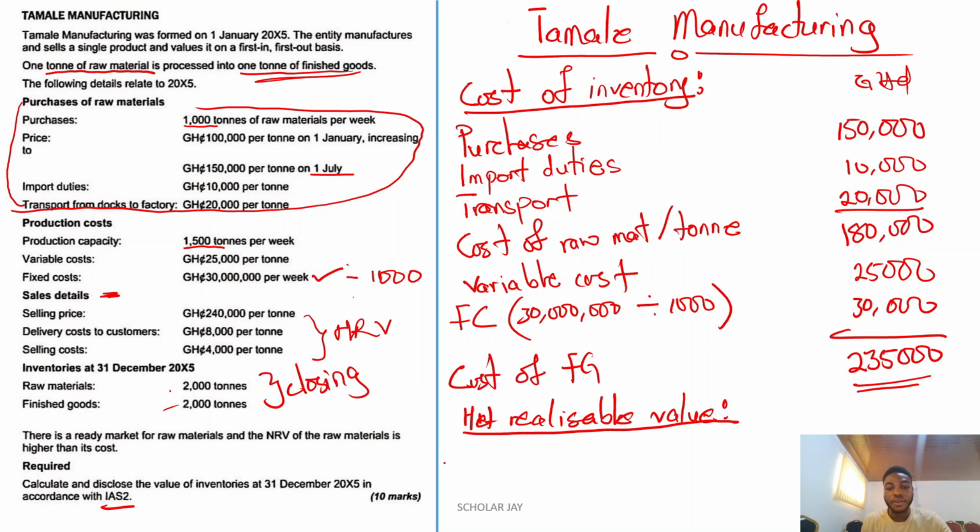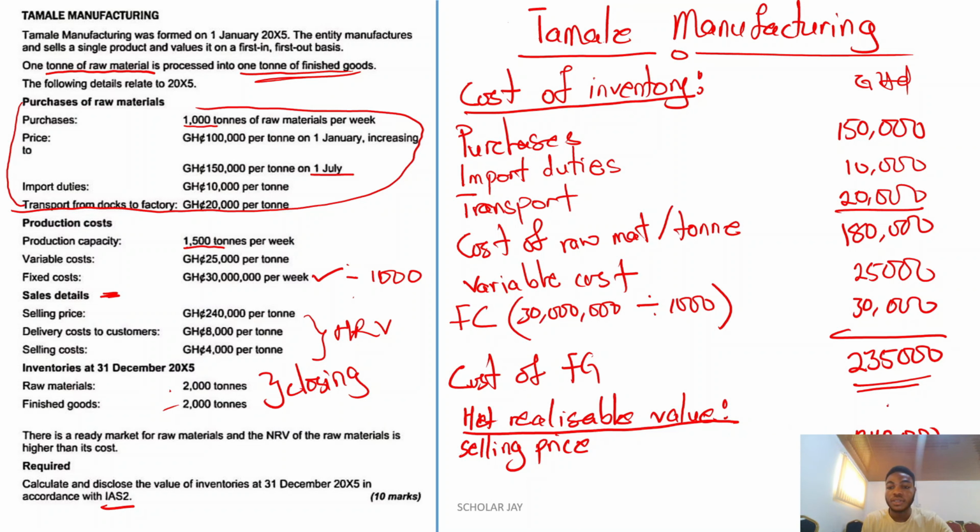So what is the formula for net realizable value? It should be your selling price minus your cost to complete, if any, and then minus your cost to sell. So we have our selling price here. They've given us the selling price per ton. So that is 240,000 Ghana cedis.